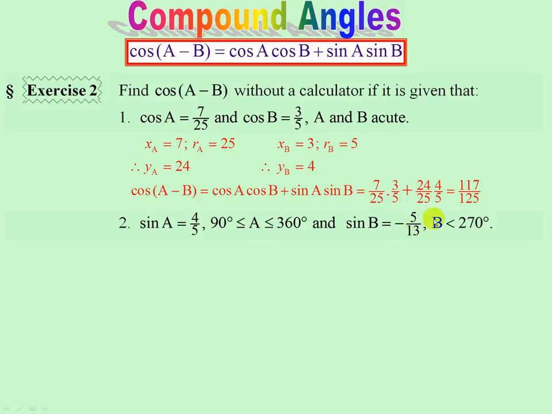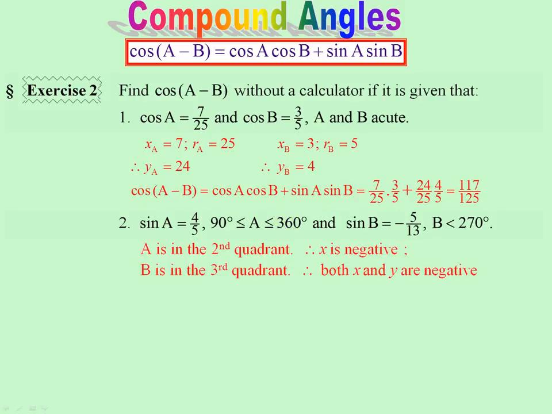Quadrants again. Sine is negative. B is less than 270. Well, sine is negative in the third and fourth, and this is less than the fourth. This tells us third quadrant. This here tells us sine positive, and alpha is between 90 and 360. Got to be second quadrant. But let's have a look.